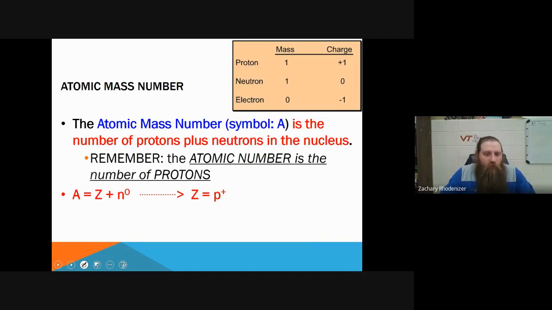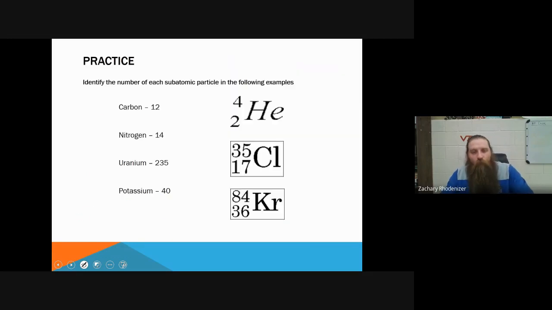Now let's look a little bit closer at this atomic mass number. It's the number of protons plus neutrons in the nucleus. Please don't forget that the atomic number is the number of protons. We've been using this formula in the last 2 slides, but here it is in case you need to write it down. You could also write A equals protons, P plus N0, neutrons. These 2 things are the same, they are equal to each other.